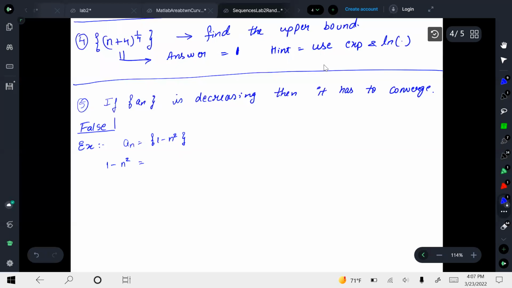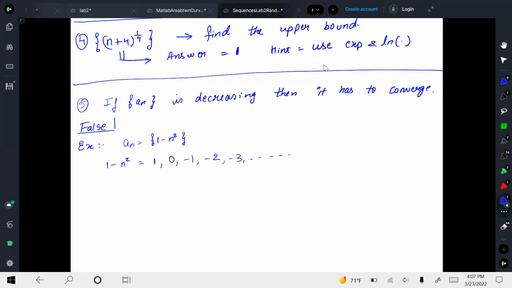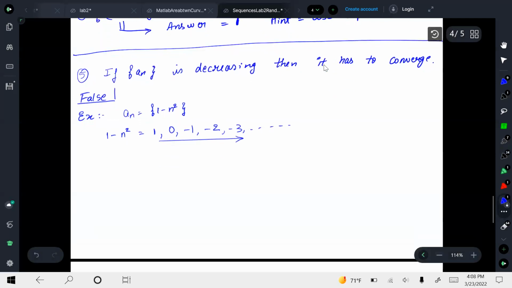When I plug in n equal to 0, I get 1. When n is 1, I get 0. And if you keep on doing it for different values of n, you get the sequence, right? Now I know the sequence is decreasing because 1 is greater than 0, 0 is greater than -1, -1 is greater than -2, and so on. The sequence is definitely decreasing, right?